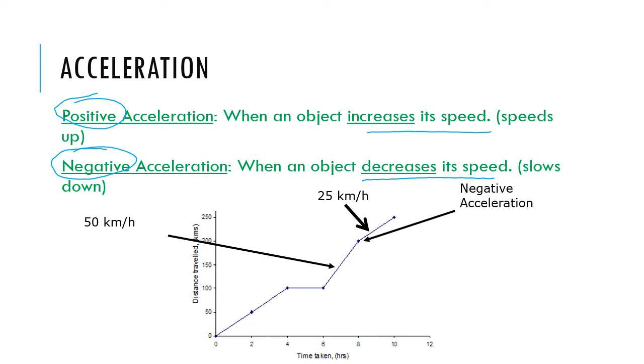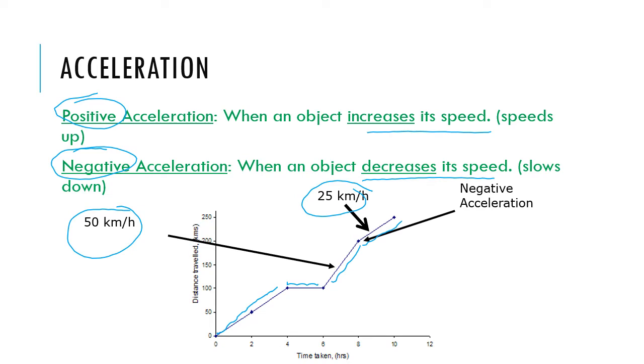So if you look at our graph down here, we could see maybe this is an example of how a car is driving. The car is driving pretty steady for the first 4 hours of its journey. And then it takes a break, rest stop for 2 hours. And then it's continuing on its speed, going 50 kilometers per hour. And then maybe it's hitting some traffic. So now it's slowing down to 25 kilometers per hour.